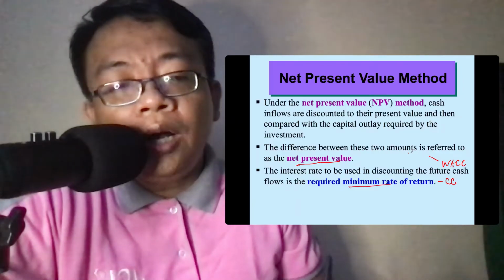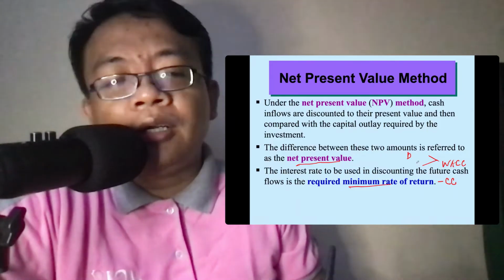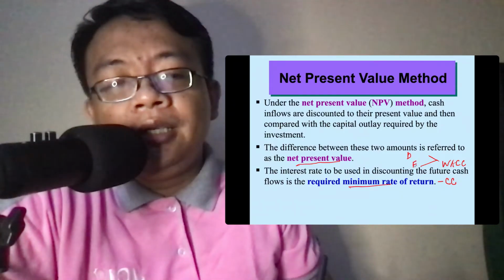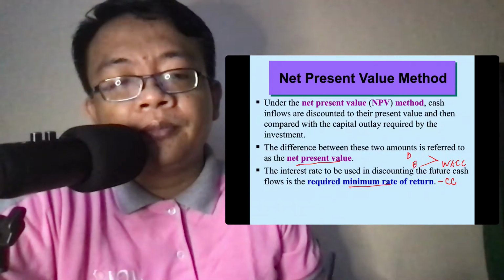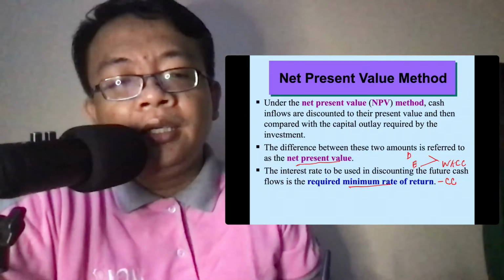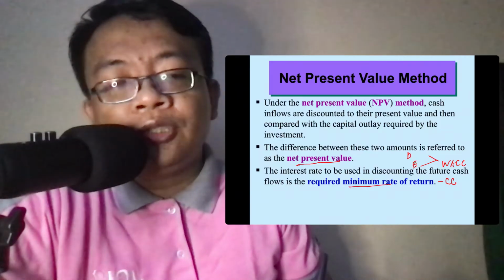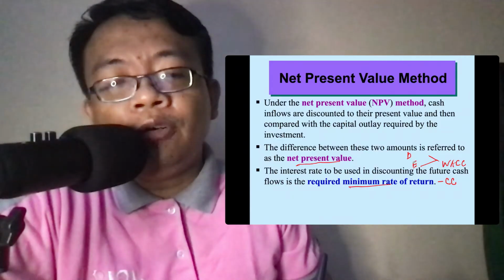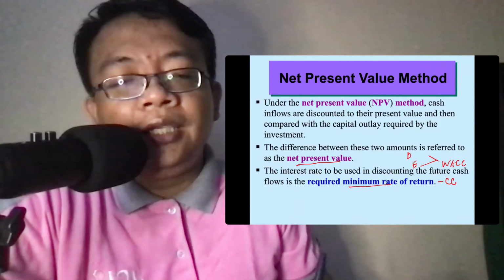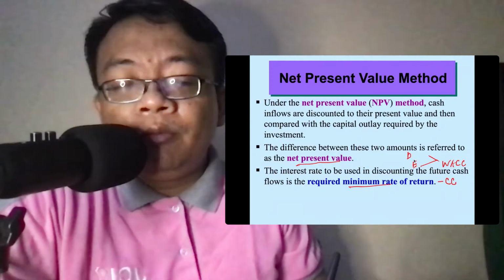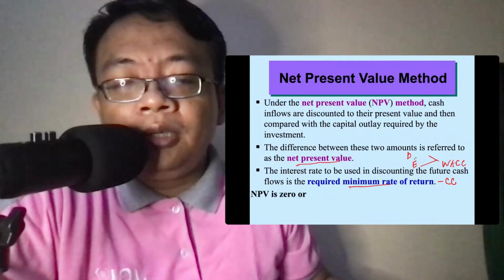Cost of debt and cost of equity. Alright, so if we have time, we will discuss it. Okay? The weighted average cost of capital, or the minimum required rate of return, or hurdle rate, cutoff rate. Alright, so that's the meaning of the minimum required rate of return.